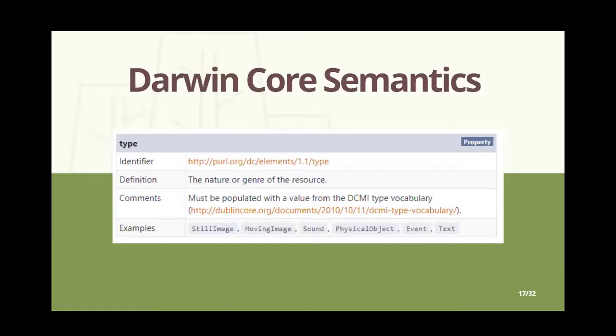It also gives us a definition. This definition helps with confusion, ambiguity, and misuse of data. And for Darwin Core, the type field should be populated with the nature or genre of the resource. The comments section gives more clarity to the definition, and in this case, explicitly states that the value comes from the DCMI. This was already stated in the identifier row, but it just provides more guidance. And then lastly, you can see that they even provide examples, which is very helpful, especially for someone like me who has never interacted with Darwin Core before this.